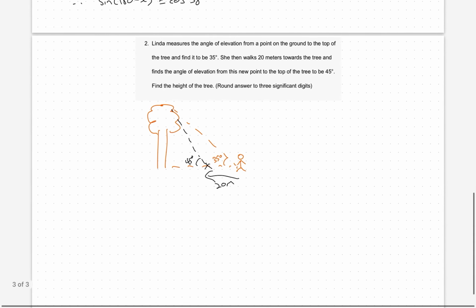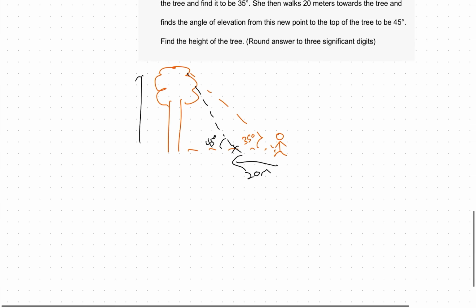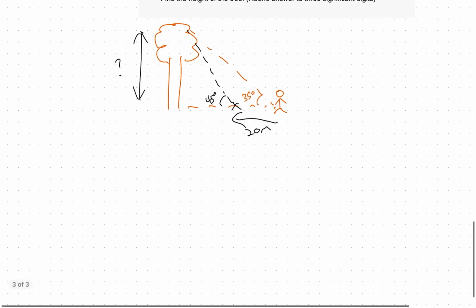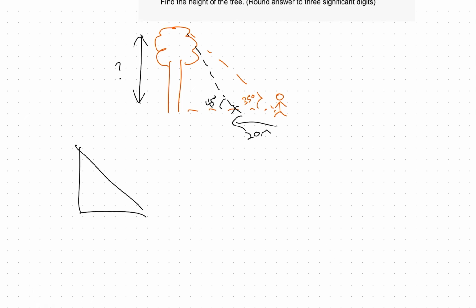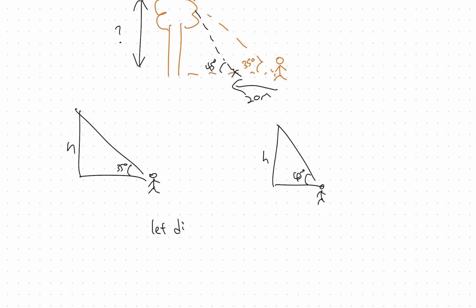We're going to have to use algebra to help us find the height of the tree. Now we've got two different situations here: one where she's further away and one where she's nearer. So what I'm going to do is let the distance from the tree to Linda's original position be x. So this length between the bottom of the tree and Linda is x.